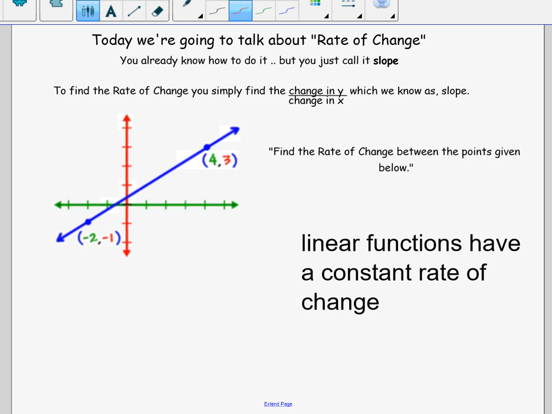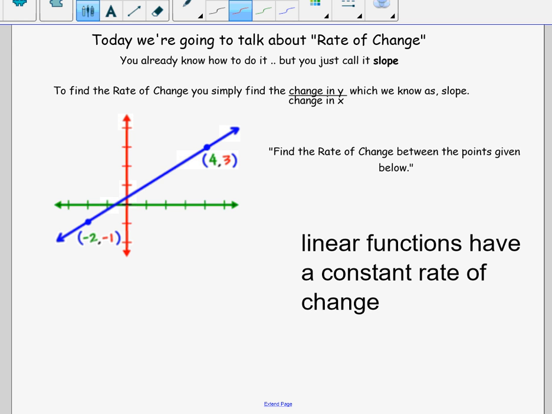And so now that we're doing this in Algebra 2, we're going to start talking about it as a rate of change. And you already know how to do it. You just call it slope. And to find the rate of change, you're finding that change in y over that change in x with that formula, y2 minus y1 over x2 minus x1.